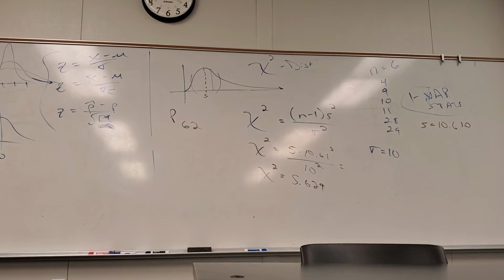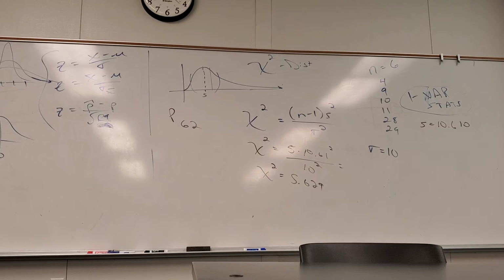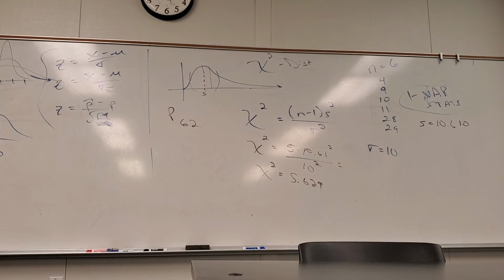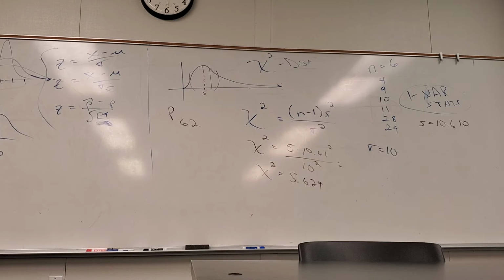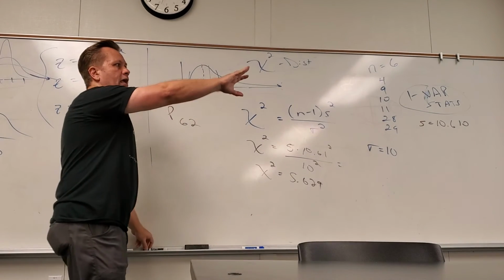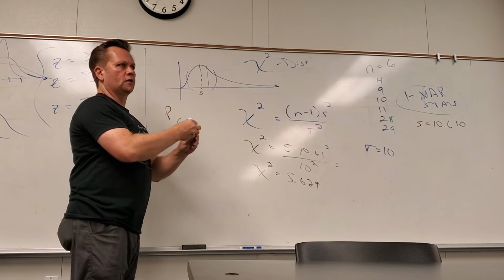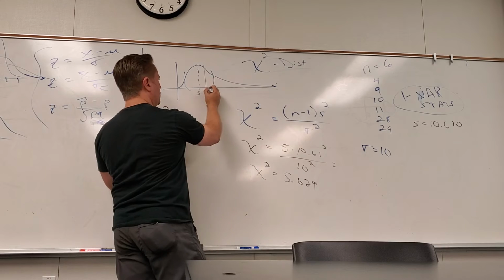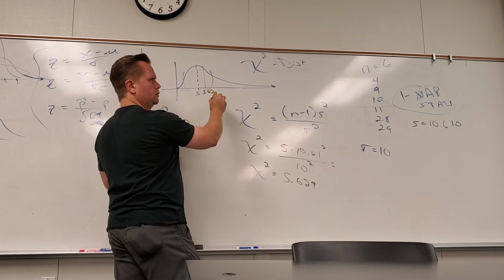Okay, so what's our degrees of freedom for this problem that we just did? 5. I like it. So look at 5. And just to get a feel for how things are spread out, this can't be that detailed. But look at 11.071. So we got 5.62.